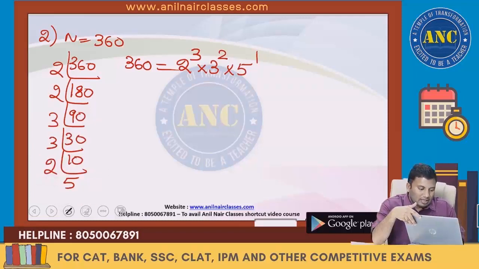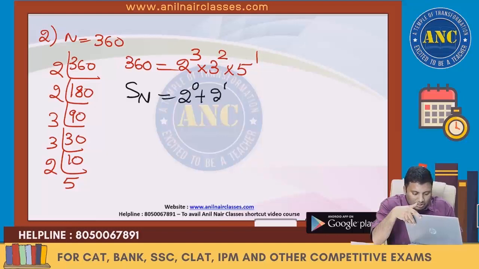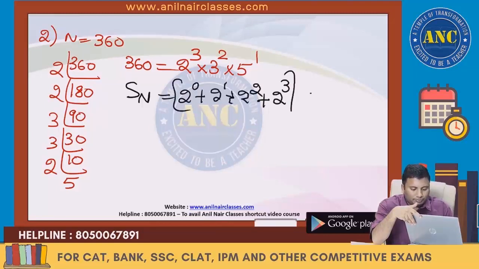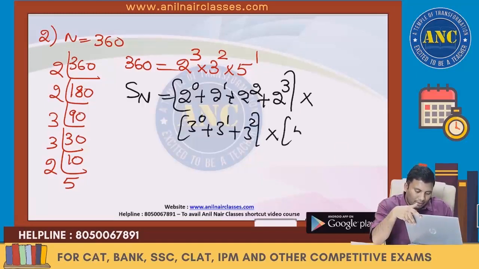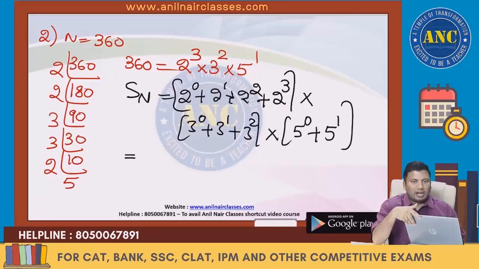Now see here, sum of the factors of n. From now onwards, I will represent it as Sn. This is nothing but 2 power 0, 2 power 1, 2 square, plus 2 cube, into 3 power 0, 3 power 1, 3 power 2, into 5 power 0 plus 5 power 1. Don't show your mathematical knowledge and find the answer. Use digital sum concept.